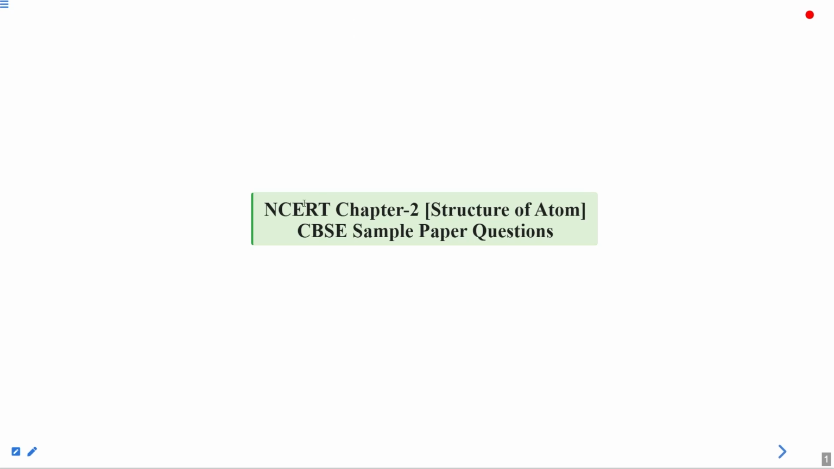Today we will see the NCERT Chapter 2 Structure of Atom CBSE Sample Paper Questions.